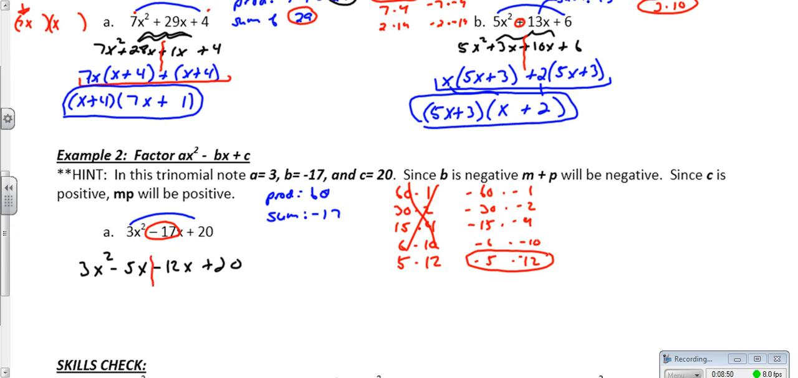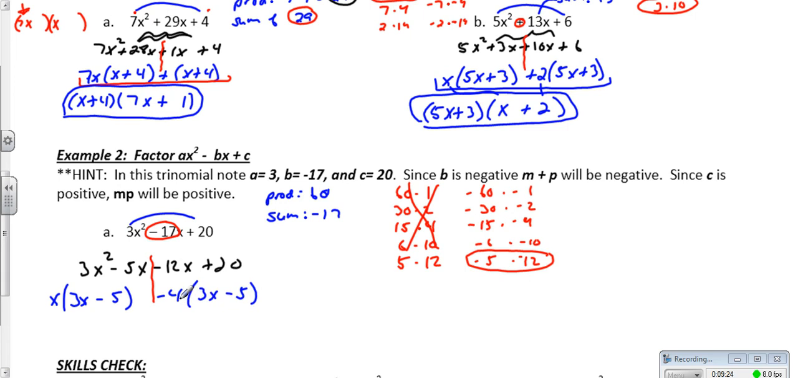We factor by grouping, and we get x, because that's all they have in common. I divide each one by x, and I get 3x minus 5. Over here we have a negative 12 and 20. Both, let's see, the greatest common factor for those two would be 4. Now, if I take a 4 out, I'll have a negative 3x. I want a positive 3x to match that, so I'm going to take out a negative 4. And that will give us a positive 3x and a negative 5.